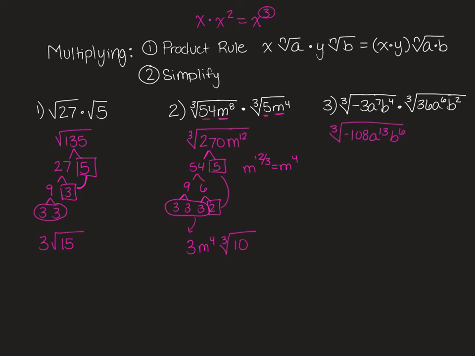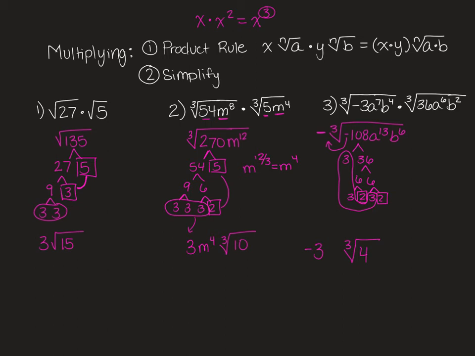So let's break down the 108. The negative, because it's a cube root, will come outside. And then we can break down 108. Well, 3 and 36, 6 and 6, 3 and 2, 3 and 2. So here's my group of 3, and I have 2 2's left over. So right now, I have a negative 3 on the outside of my cube root, and 2 times 2, which is 4 on the inside.